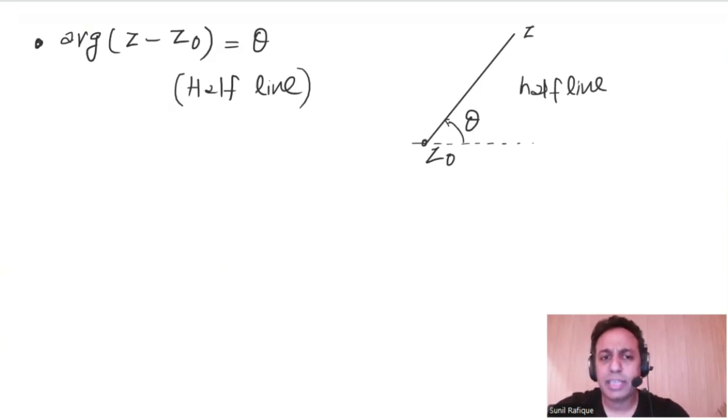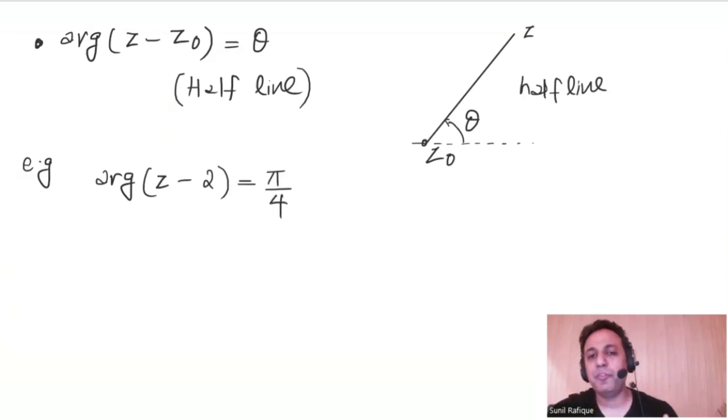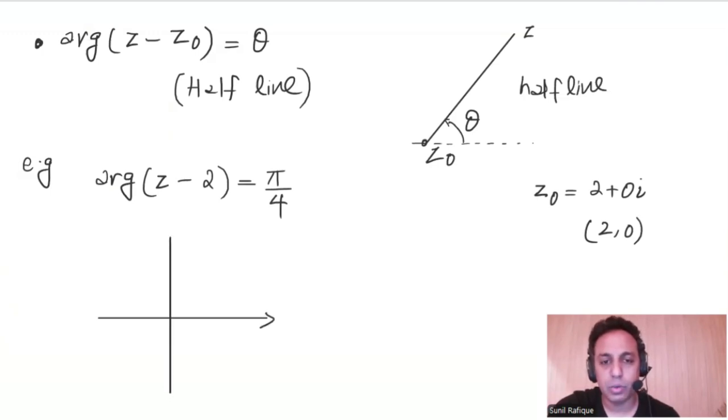Recognize and sketch. Let's take an example where you can understand. Well, I can give you more than one example. So if it's written somewhere, argument of z minus 2 equals, let's say, pi over 4. All right. So you can see that the fixed point is just 2. What kind of a complex number is 2? It's 2 plus 0i, which is (2, 0) on an Argand diagram. So I'm going to sketch it and see how it goes. Imaginary part, real part. This is (2, 0).